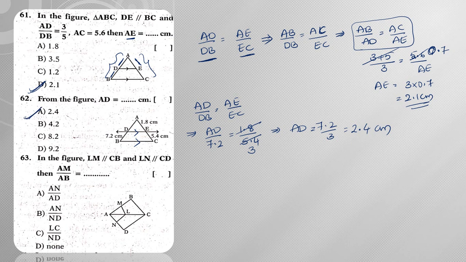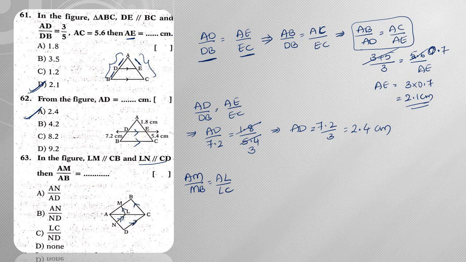Next, here in the figure, LM is parallel to CB. So when LM is parallel to CB, we can apply Thales theorem. Using Thales theorem, we can say AM by MB is equal to AL by LC. Right? Next, what he has given, LN is parallel to CD. That means this side is parallel to this side.